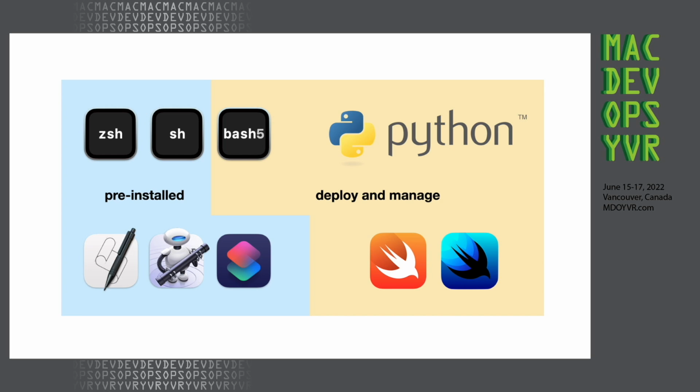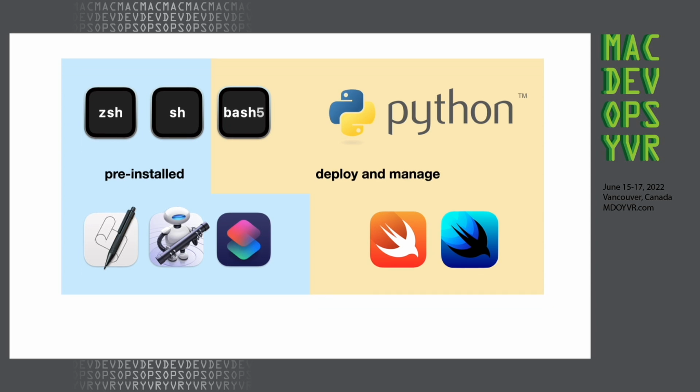And again, this is especially relevant for Mac admins. Bash 5, if you want to use it, you have to deploy and manage and update it. Python, definitely bring your own runtime, whether you're building an app in Python or a tool, or want to use it for Mac admin scripts. And when you're building things with Swift and SwiftUI, you probably need to deploy and manage the compiled binary.